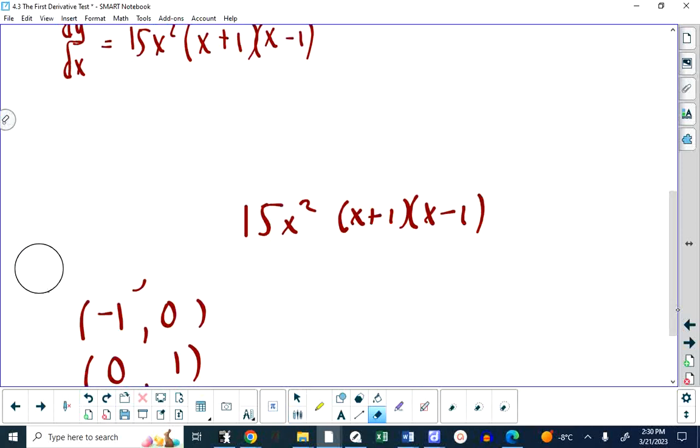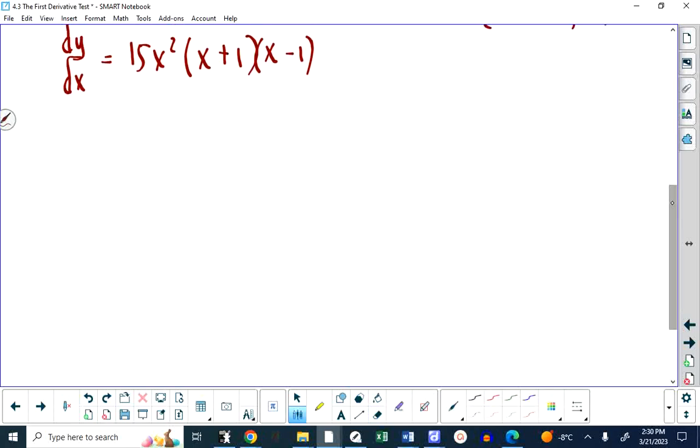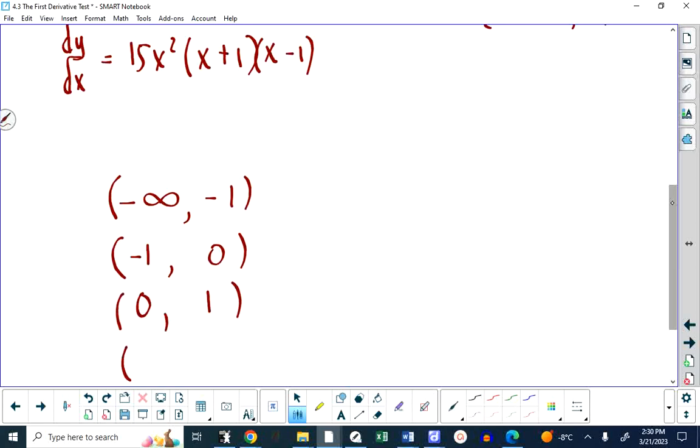Since this function was defined everywhere, that means our subdomains need to cover everything from negative infinity to infinity. So we start at negative infinity. We go to the critical number of -1. Then we go from that critical value of x to the next. We go from that critical value to the next. And then we go from the final critical value to positive infinity. And we put up all of our factors at the top.